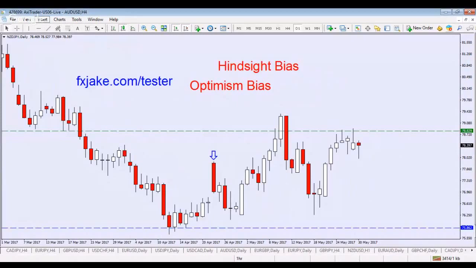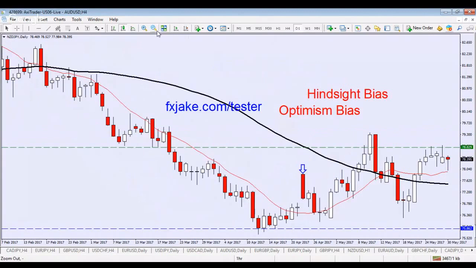What I'll do is I'll insert some moving averages because that's a pretty common thing. We'll use the 11 just because no one ever does. And we'll use the 51. How's that sound? The 51 and the 11. We'll make this one black.